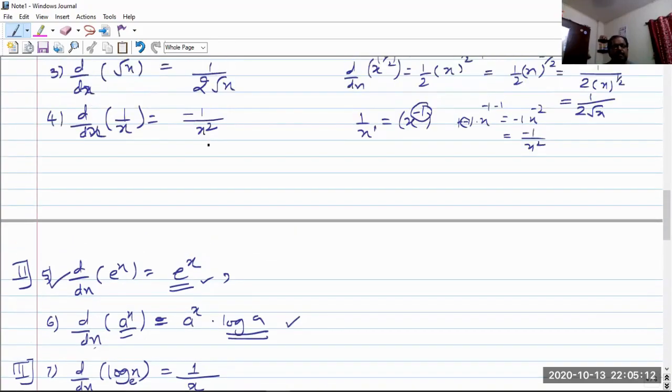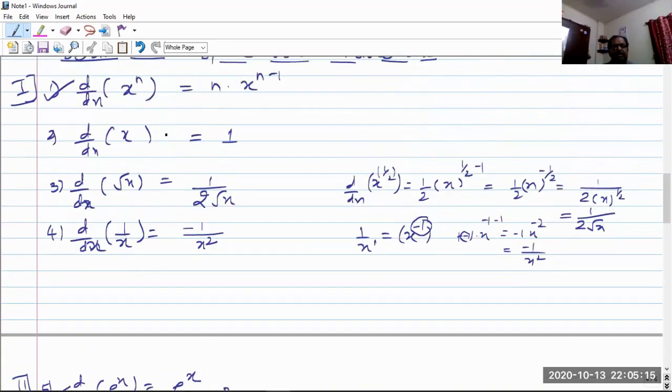Then we saw the derivatives of algebraic functions. Only the first should be kept in mind, that the derivative of x raised to n is n times x raised to n minus 1. The other four formulae can be obtained from the same formula. If you are not able to recall them, just apply the same formula. These are all different forms of algebraic functions, like x, root x, or 1 by x, and so on. So just apply the derivative of x raised to n to get the derivatives of these functions.